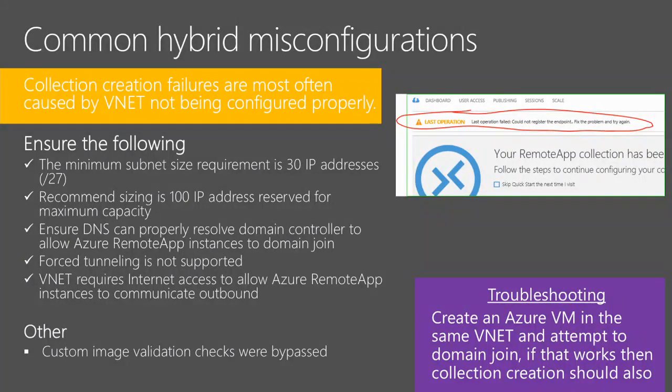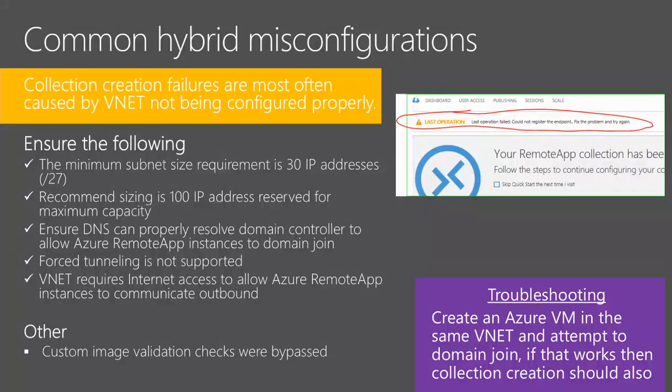And so it's simple. If you're doing a hybrid deployment and something goes wrong and you do get a collection creation failure, the easiest troubleshooting is just create an Azure VM, put it in that same VNet, and attempt to do a domain join. If it's successful, you could probably think that the Azure RemoteApp deployment will work just fine. But if it's not, then you could troubleshoot that particular thing. Another big thing is if the validation script checks are bypassed. We said that that script is there when you're creating that custom image, there for your protection. We check some things to make sure that you always have a first-time successful attempt. If you're configuring wacky things in that image, you may not.